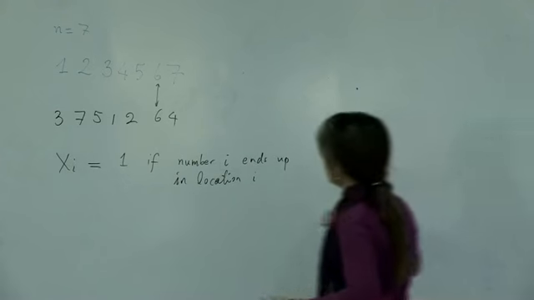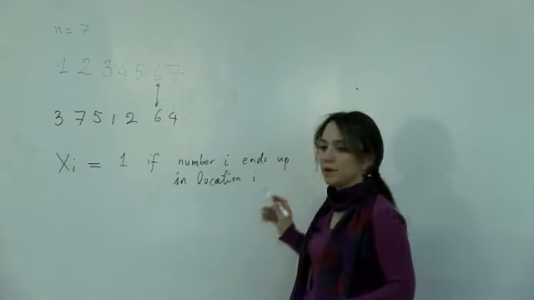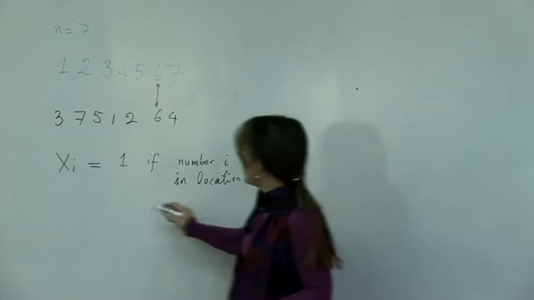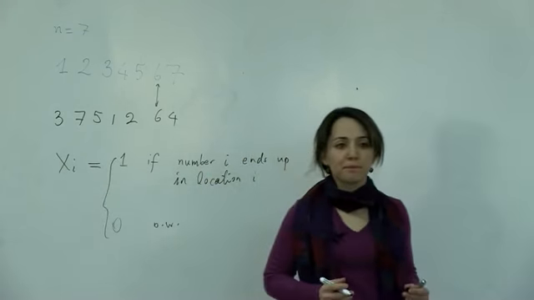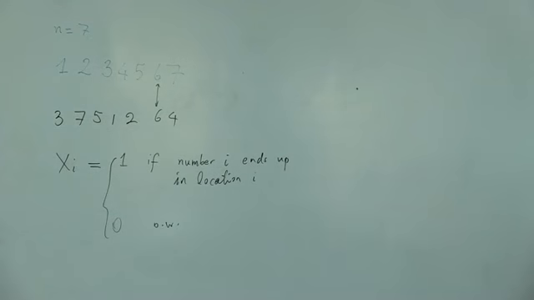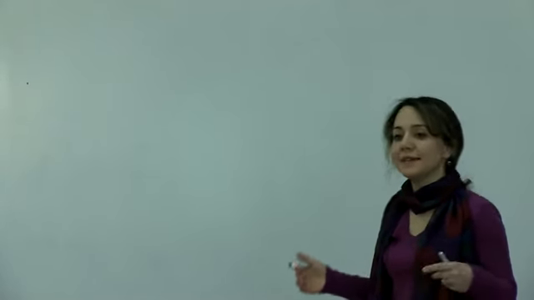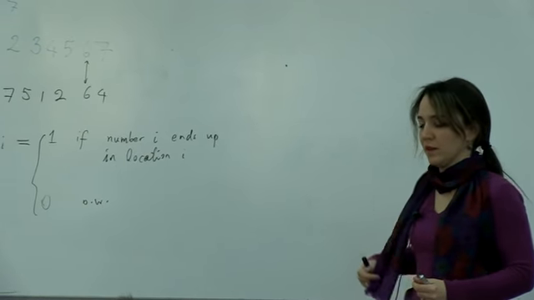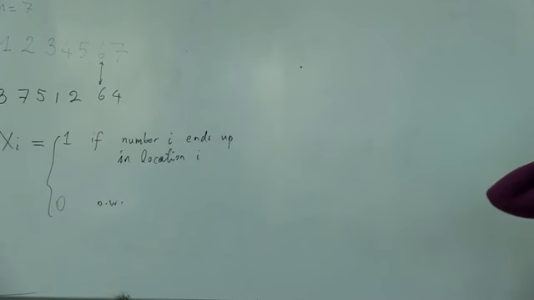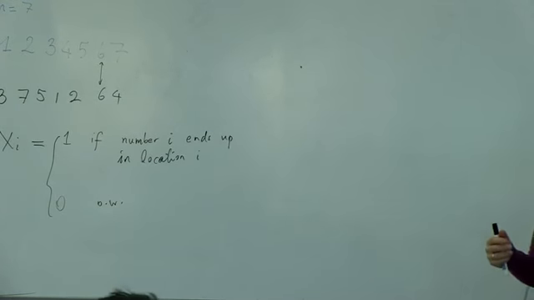So let xi be 1 if the number i ends up in location i, and 0 if it does not. So xi is the indicator function of the event that number i, after the shuffling, is still in location i. The xi's have the same distribution for each i. Does everybody agree that this is true? Yes, please.